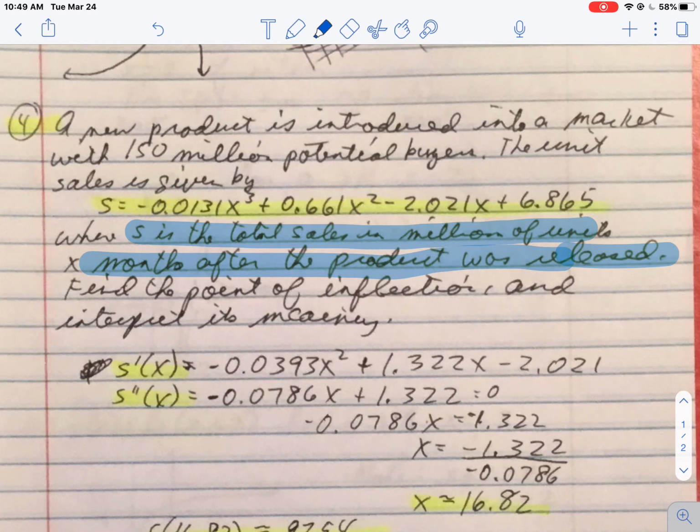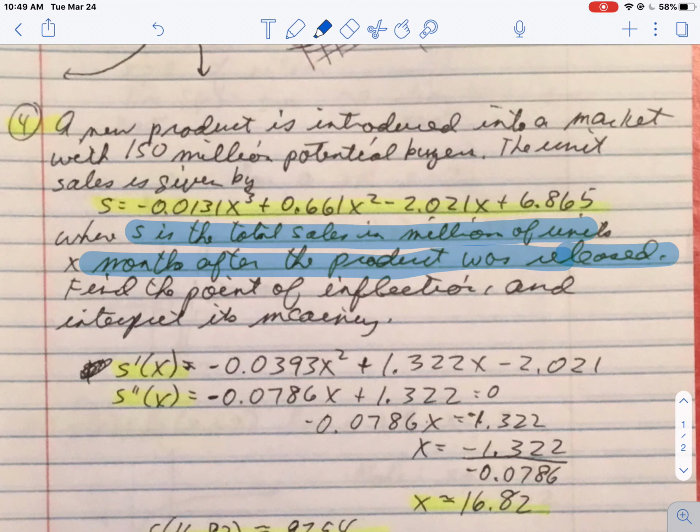Question: find the point of inflection on the graph of that function and interpret its meaning. All right, so finding the inflection point is not the issue. We can find S prime. Now again, even though we have nice funky decimals here, this is still just a basic power function. So I'm using the power rule to find S prime and then S double prime.